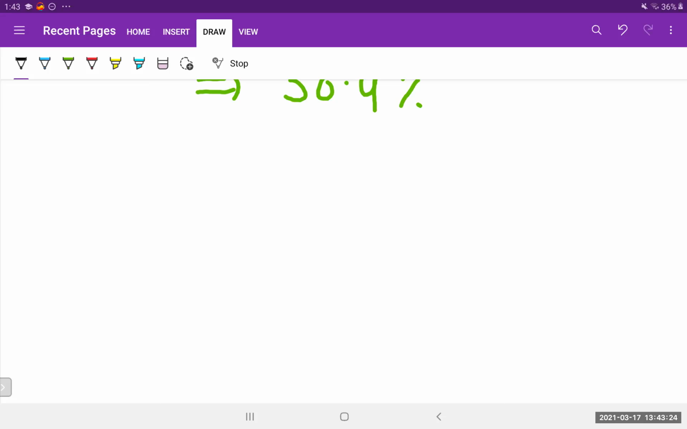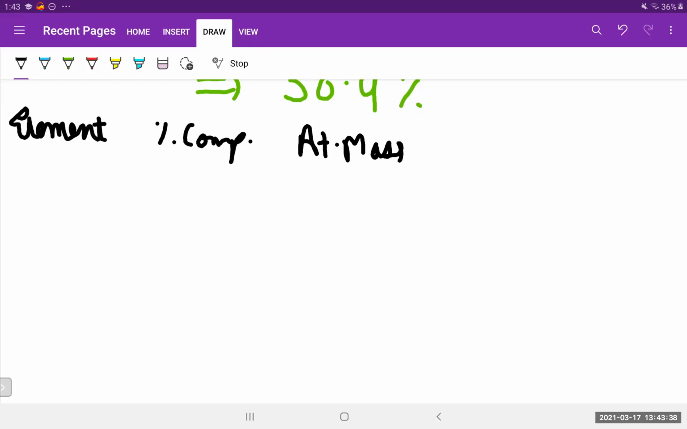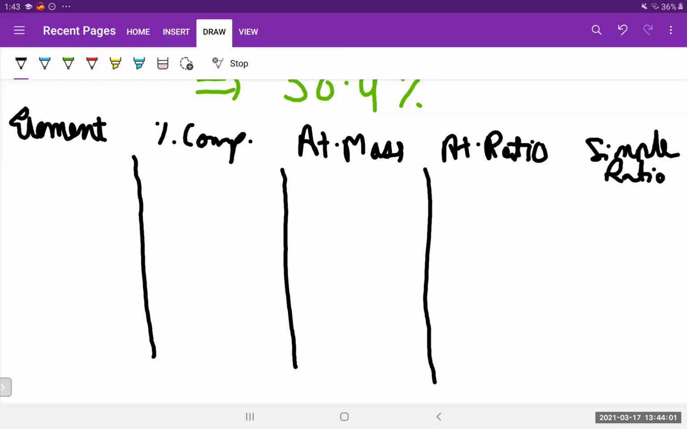So in this table, first of all, you have to write the element, then the percentage composition of that element, then the atomic mass, then the atomic ratio, and then the simple ratio. Let me just write it clearly. Simple ratio. So let's draw the table. All this data is given to us, so we'll just calculate what is not given.